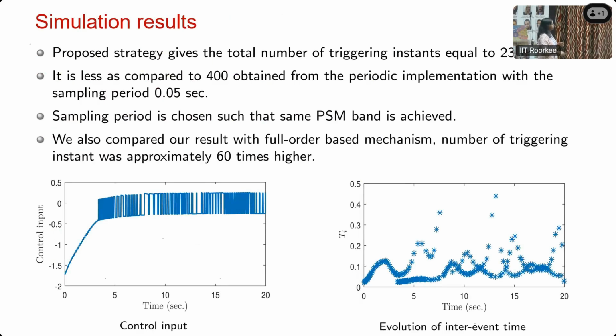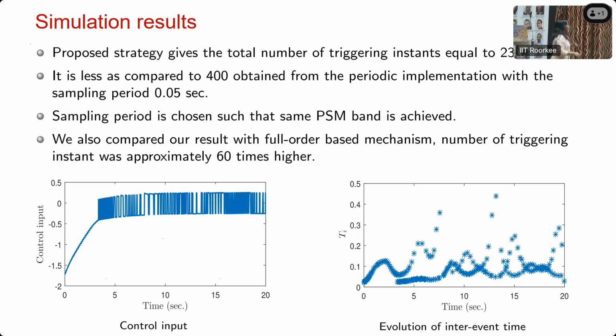So this is the TI. You can see that the TI, which is the difference between 2 consecutive triggering instants, takes values over this whole spectrum. You can see that it varies from this to this value. Depending on how the states of the system are evolving, we are able to obtain the triggering instants at which the control input is calculated.